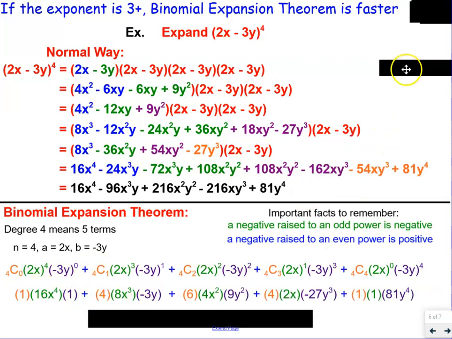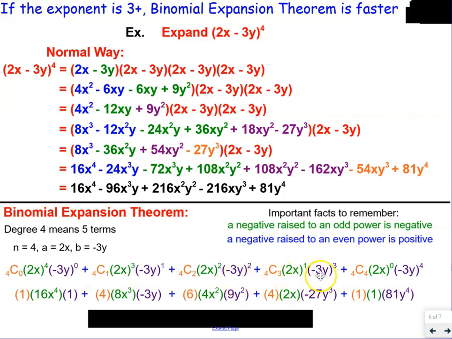So I got 1, 4, 6, 4, 1. Then I do the math, 2x to the fourth. 2 to the fourth power is 16, x to the fourth. And this again is 1. 2x cubed, that's 8x cubed. This stays the same. 2x squared becomes 4x squared. Negative 3y squared it turns to positive 9y squared.